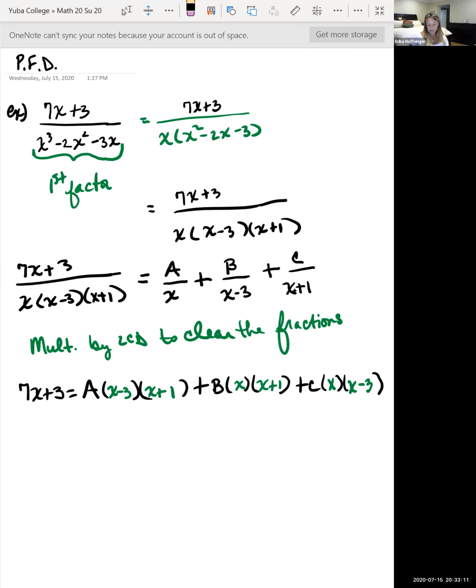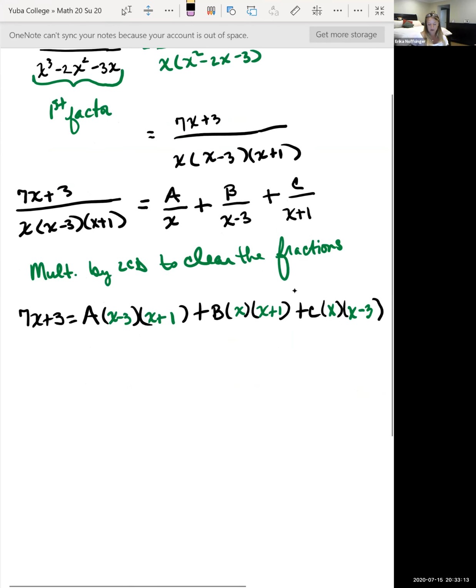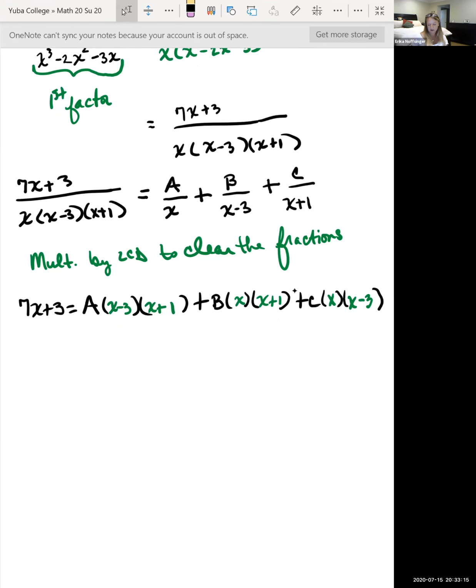Okay, so we need to go in here, we need to distribute this out. Then we need to determine which coefficients match up. So coefficients in front of the x squared term have to match up with x squared terms here. Coefficients in front of the x terms have to match up, et cetera. Constant, constant. So I can only see that if I distribute that out.